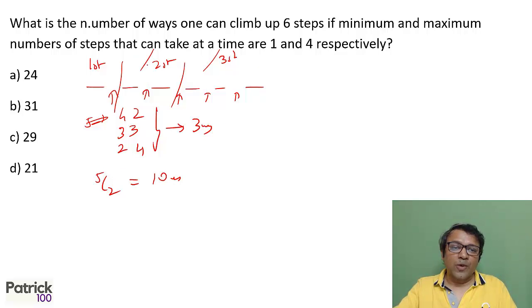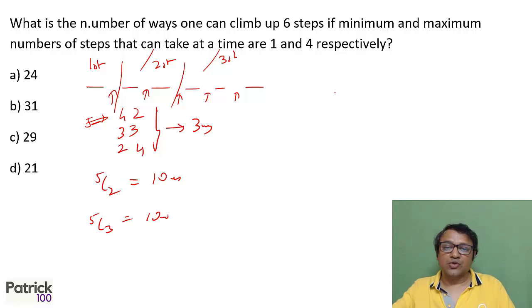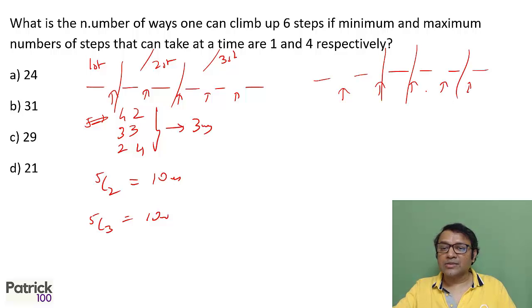Okay. With 2 partitions, I can make 3 partitions, 5C3, again 10 ways. So 6, 1, 2, 3, 4, 5, 6. I want to take 4 steps. For 4 steps, I will take 3 partitions in these 5 lines. Let's say this, this, and this. So I take 2 steps first, 1 step second, 2 steps, 1 step.